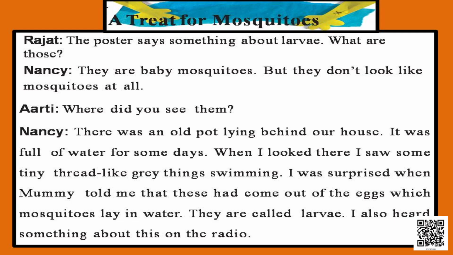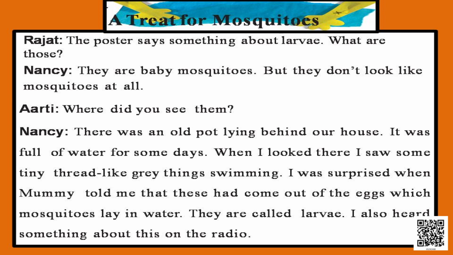Rajat asked, what did you do when you saw the larvae? Nancy said, Papa immediately threw away the water. He cleaned and dried the pot and kept it upside down so that no water would collect. This is exactly what we should also do when we see water collected anywhere around our house. We should clean it, dry it and leave the place clean so that the mosquitoes cannot breed there.